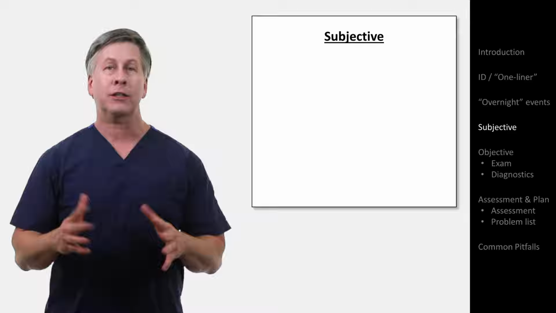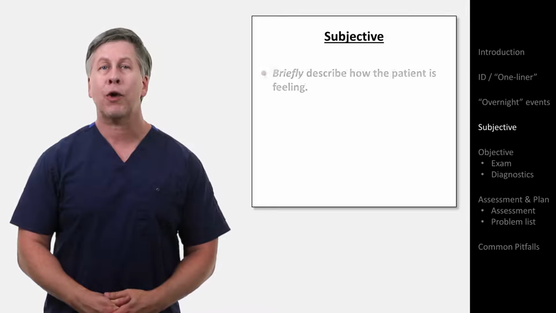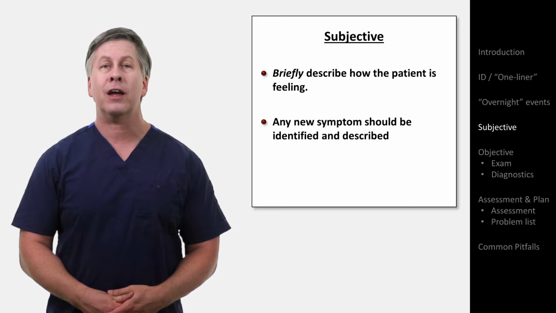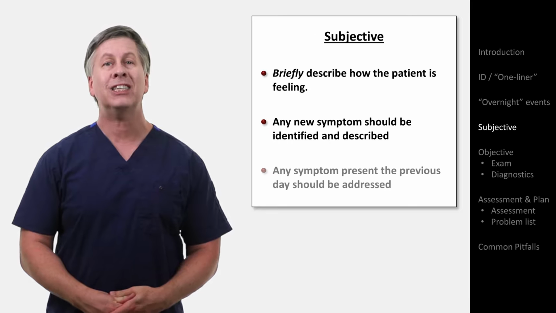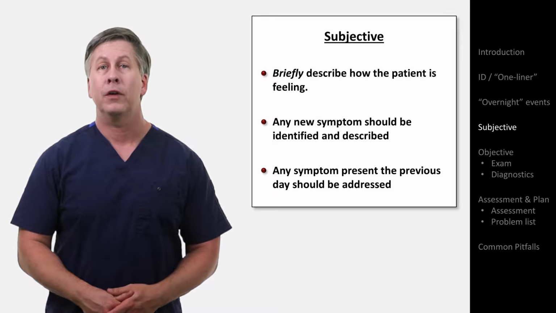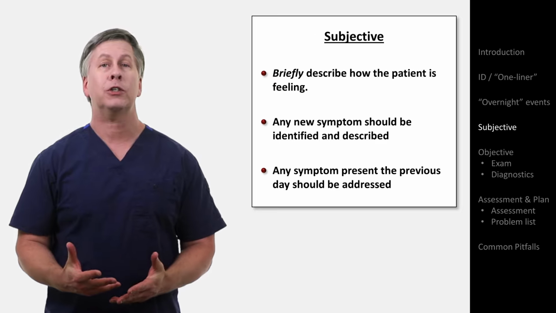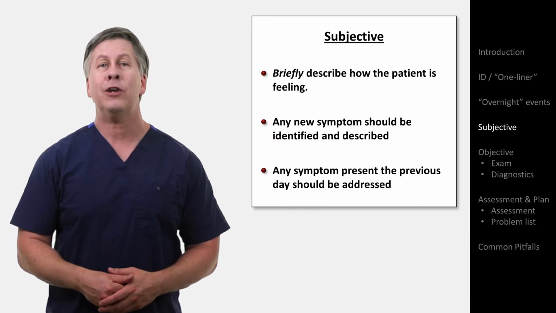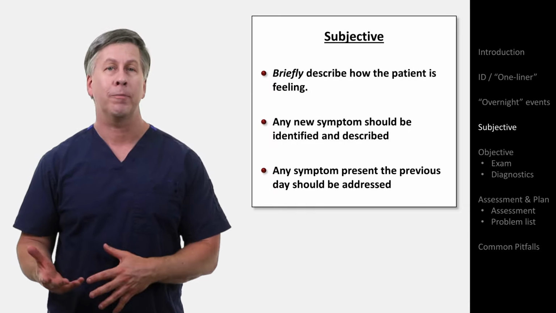Now we are at the subjective section. This is where the clinician describes how the patient is feeling. Any new symptom should be identified and described, and any symptom present the previous day should be addressed with an update. For example, if the patient was experiencing shortness of breath yesterday, is it still present today? And if so, has it changed in any way?